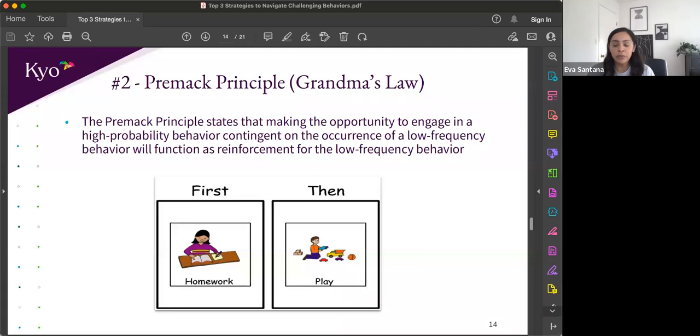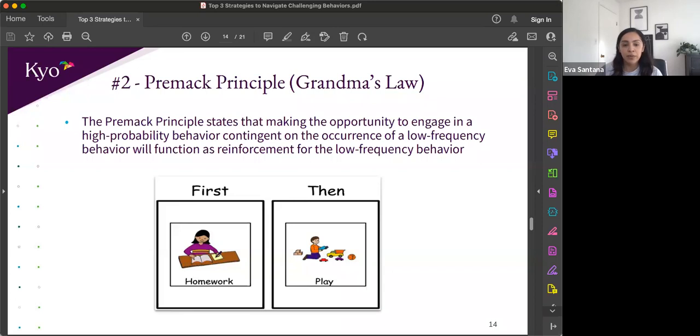Sometimes we just assume that our students or our children just know that, hey, you do homework, then, by finishing it, that is reinforcing. Yes, it might be to us. However, our students and children might just need that extra push of knowing what their reinforcement is afterwards.